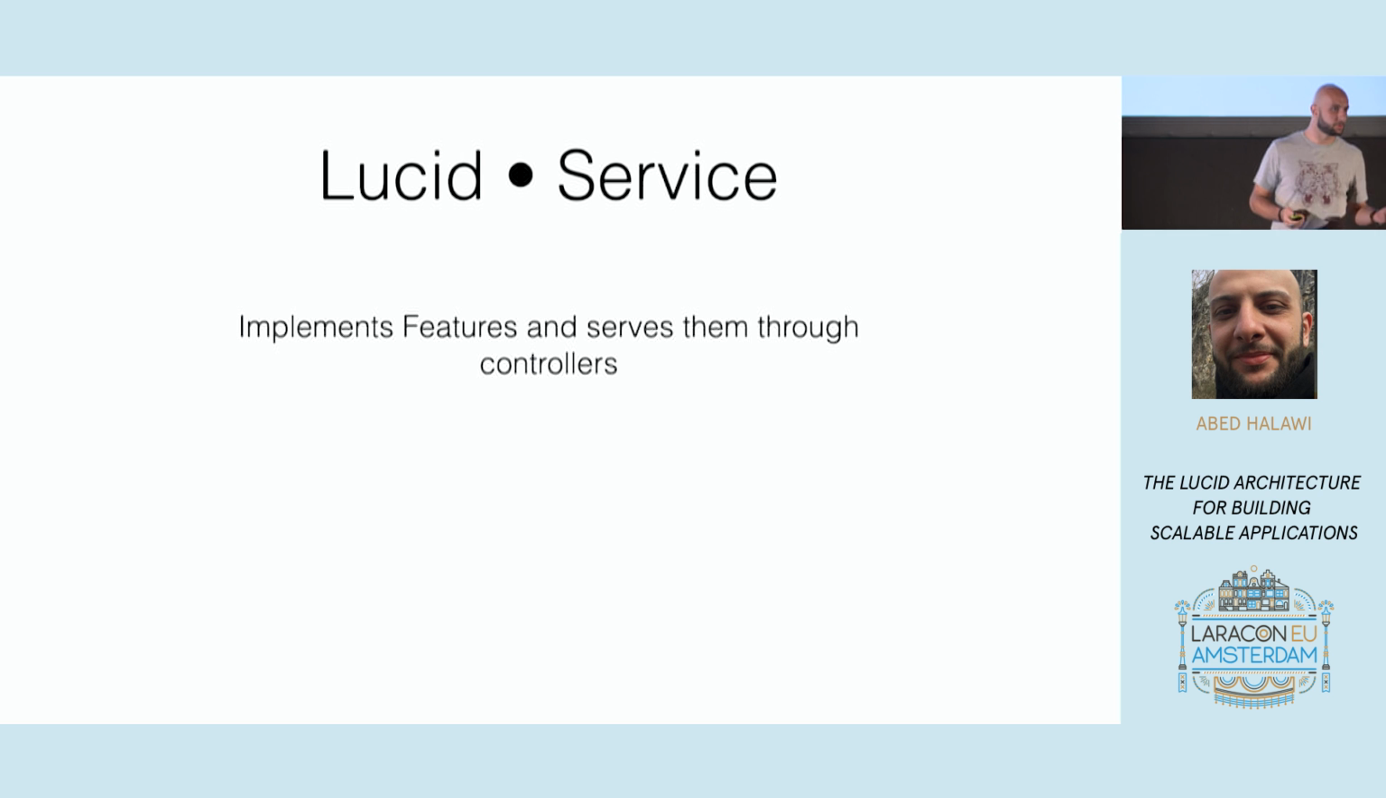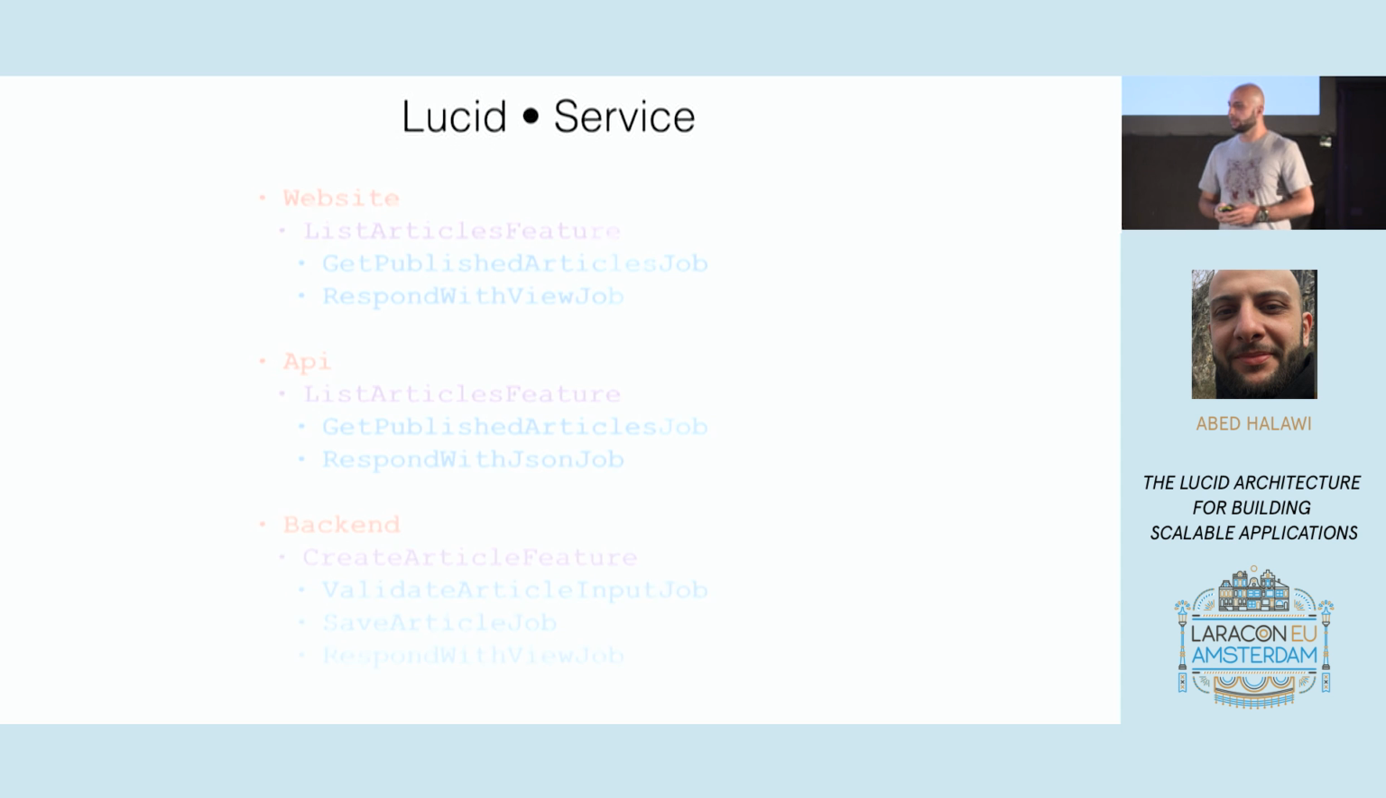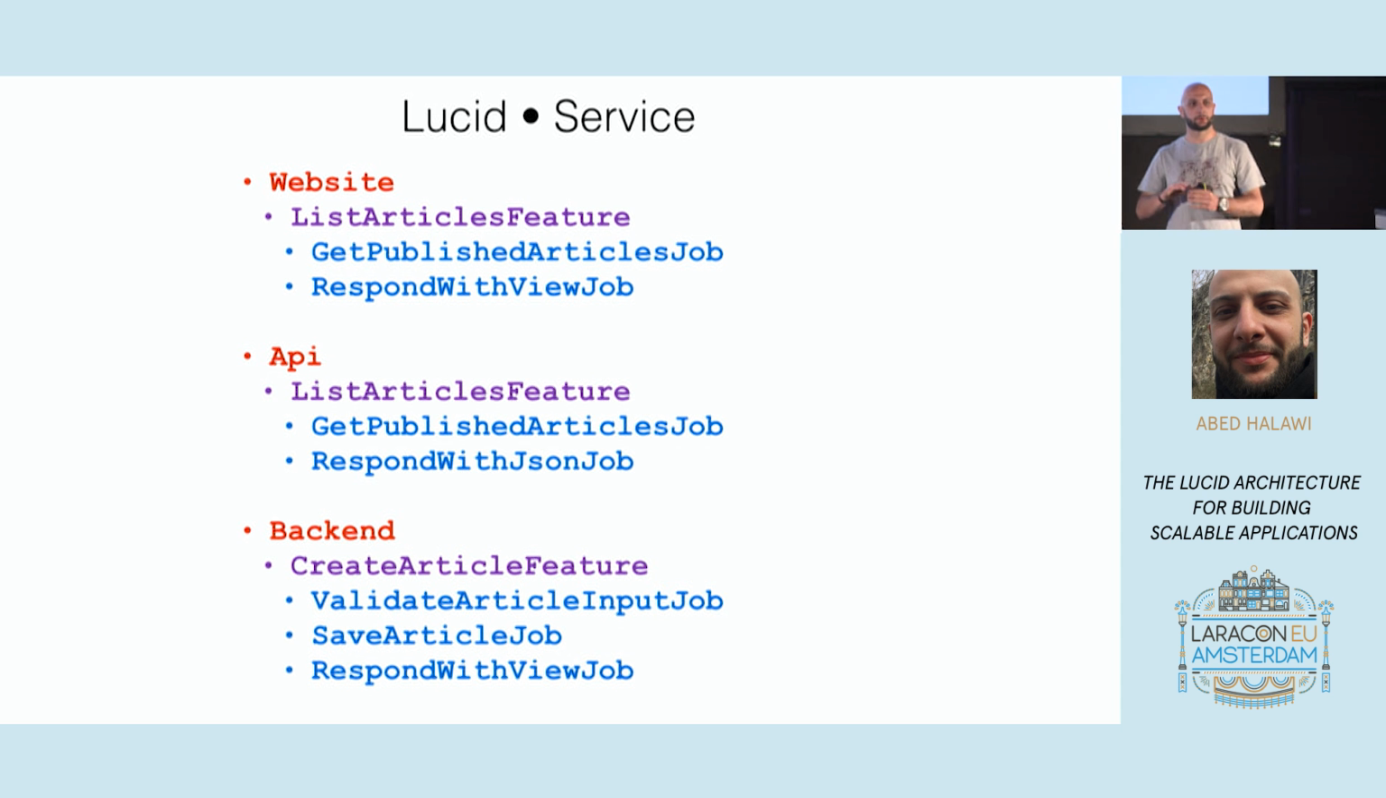And this is what in Lucid is a service. So we have a service for the website, we have a service for the API, and for the backend. Now, a service is literally like a sub-installation of Laravel, but it's not a sub-installation of Laravel. You will see that in a second. So if we were to separate these features and jobs into their services, this is how it would look.